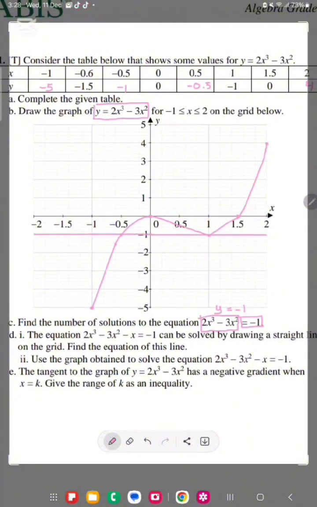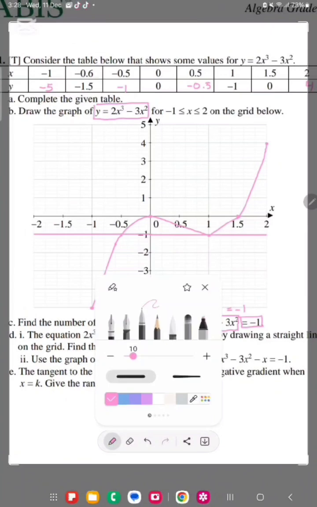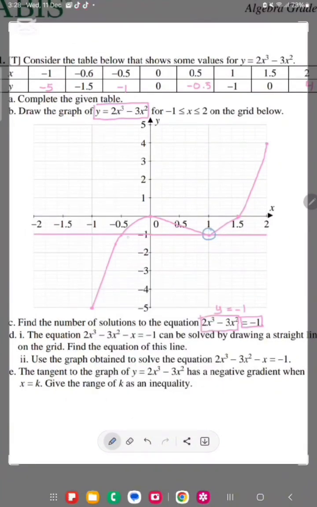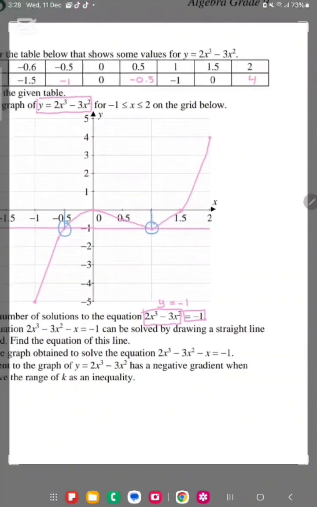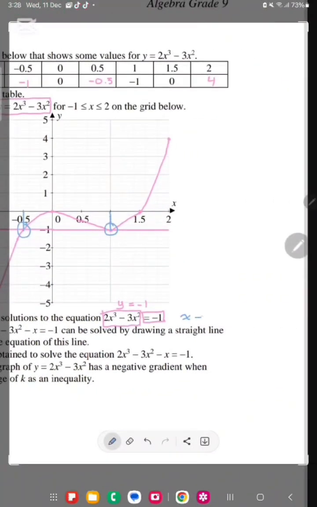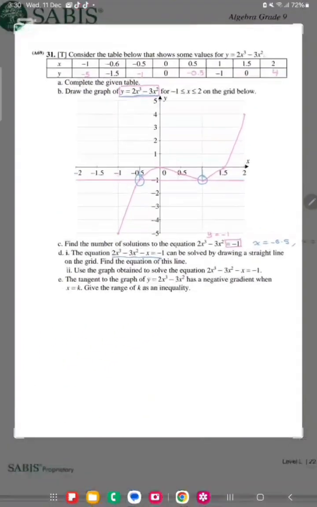Okay, now the solutions for this, now you can start getting the solution. It's the point where they intersect here and here. It's 2 points. You're gonna go up on the x-axis and you have 2 solutions, x equal to negative 0.5 and x is equal to 1.